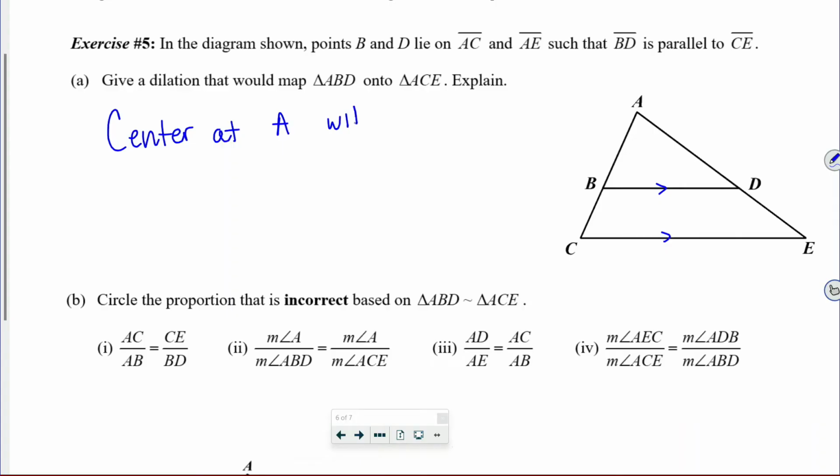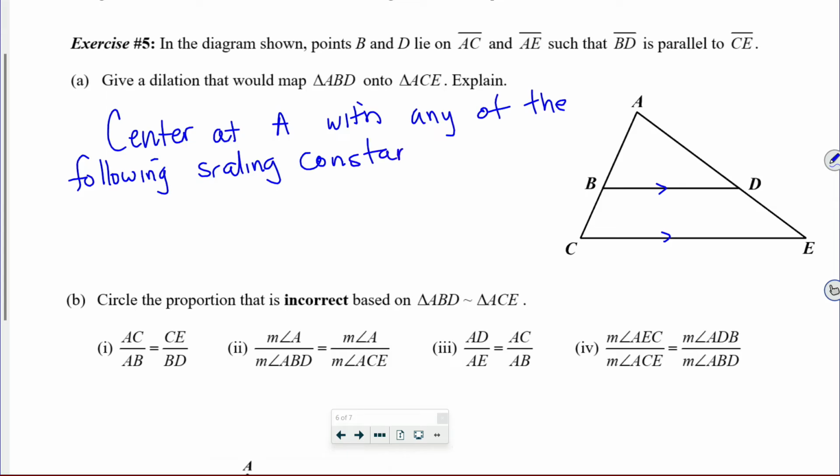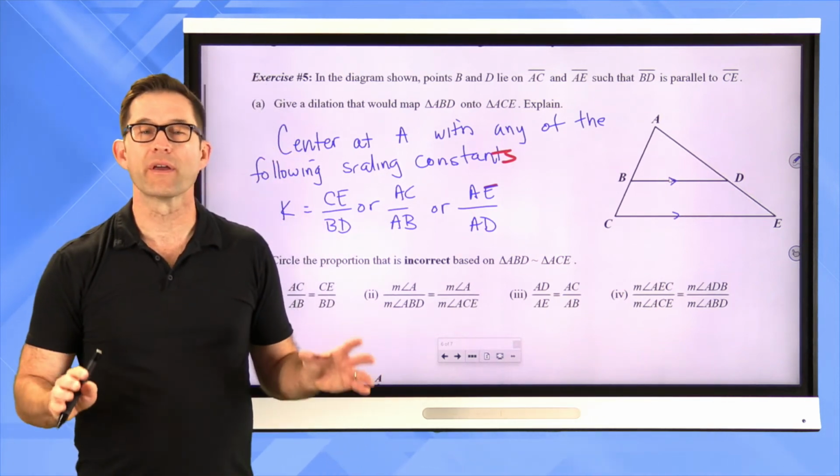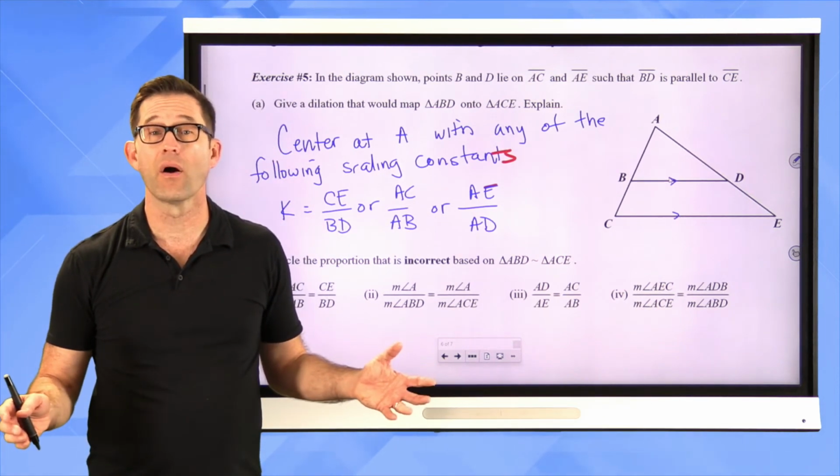Center at A with any of the following scaling constants. So it could be k equals CE divided by BD, or AC divided by AB, or AE divided by AD. All right, any of those would work and get the job done, as we've been seeing all along, right?